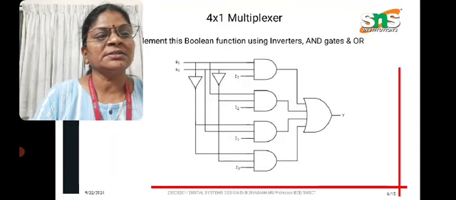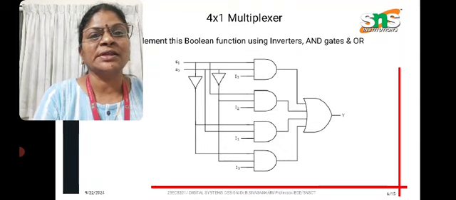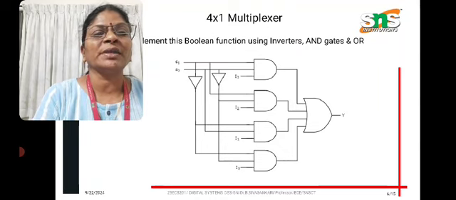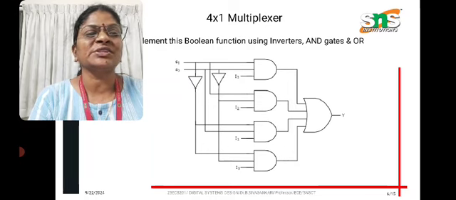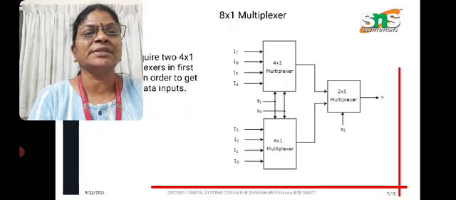So this is the logic circuit diagram of the multiplexer, where we have 4 inputs and only one single output, and the selection lines are given here, S0 and S1.